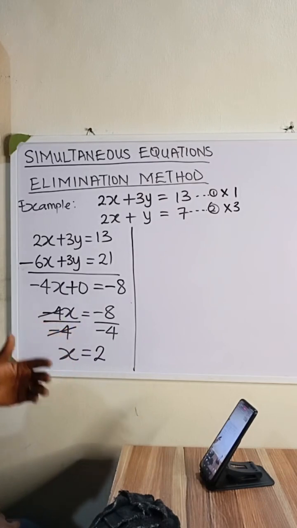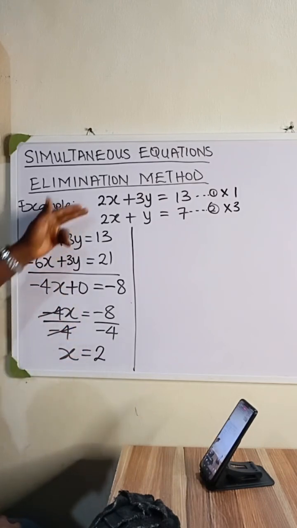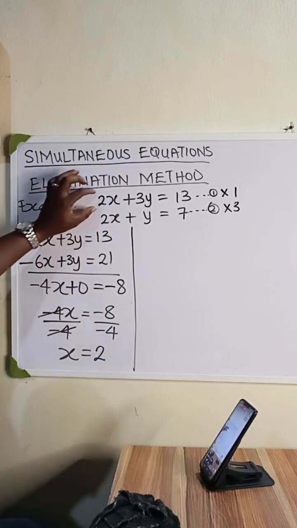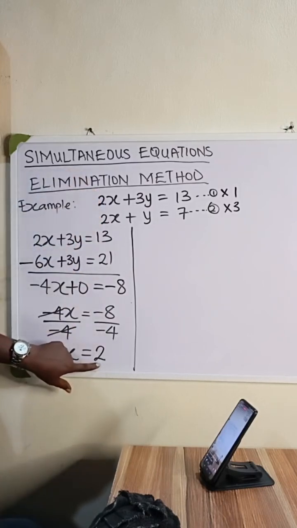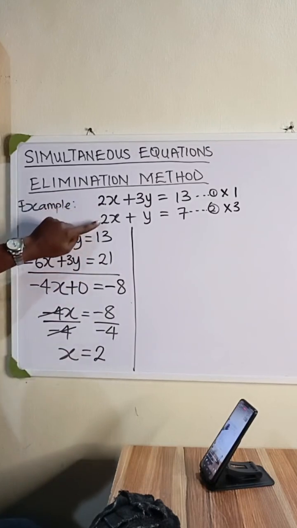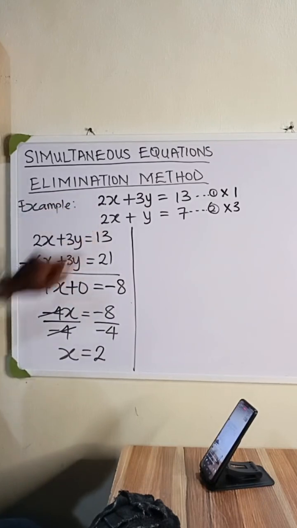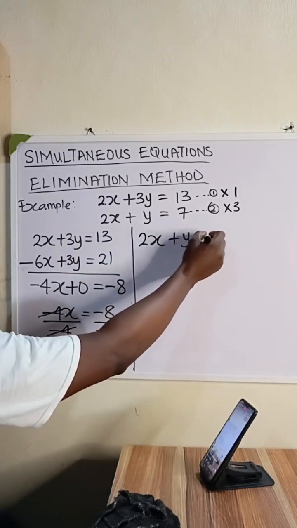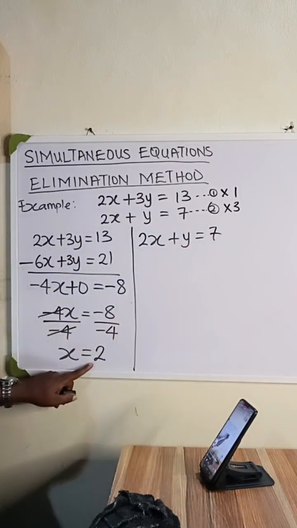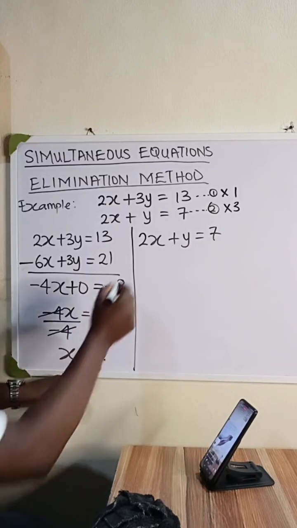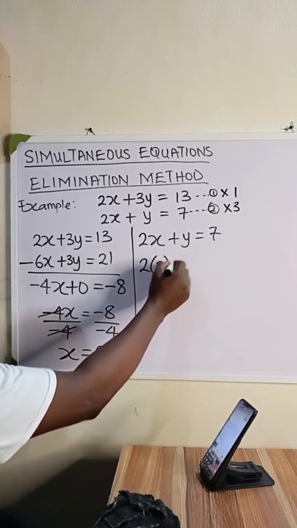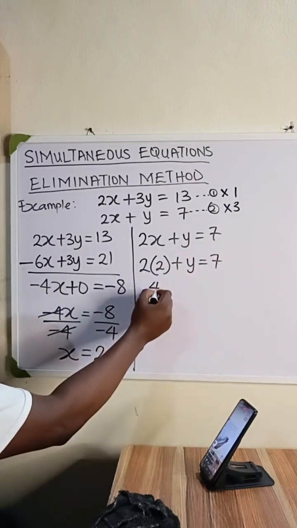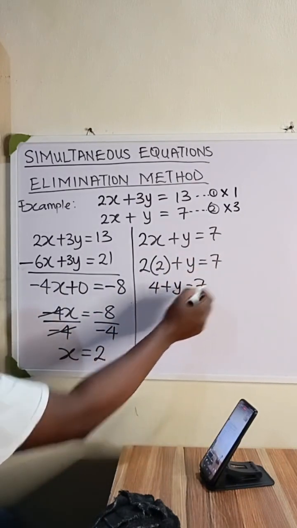So since we found the value of x to be equal to 2, all we need to do is substitute x is equal to 2 into either this equation or this equation. Wherever we see x, we can decide to replace it with 2 in either equation 1 or equation 2. So let's work with equation 2. Equation 2 is 2x plus y is equal to 7. We know that x is equal to 2. So 2 multiplied by 2 plus y is equal to 7. 2 multiplied by 2 is 4, plus y is equal to 7.